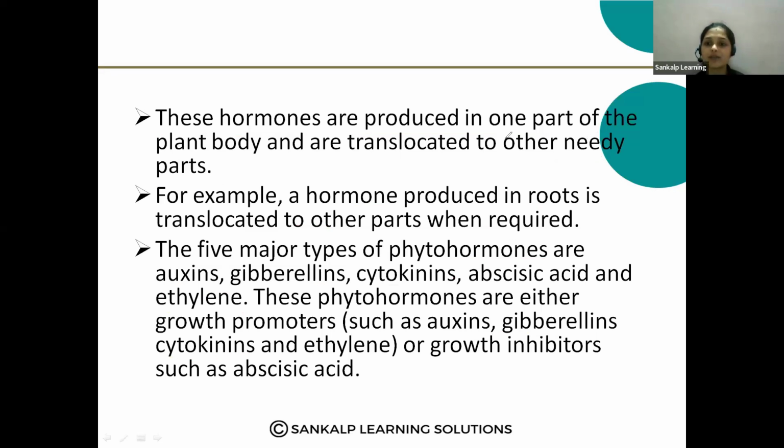So for how chemical coordination occurs in plants, you should include this point also: hormones are produced in a different part of the plant body and translocated to the needy part. Write the major plant hormone names: auxins, gibberellins, cytokinins, abscisic acid. No need to write ethylene, but you can mention it. Some hormones help for the growth of the plant, and abscisic acid inhibits the growth. Like that you should write the answer. Note down the points.